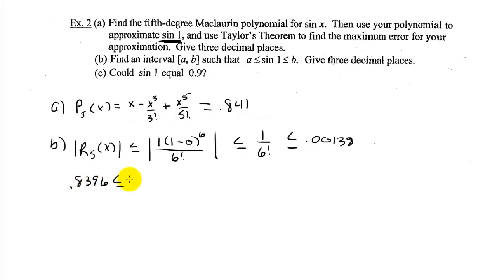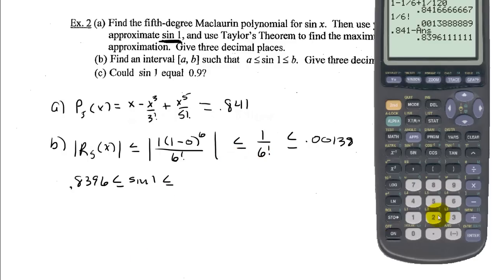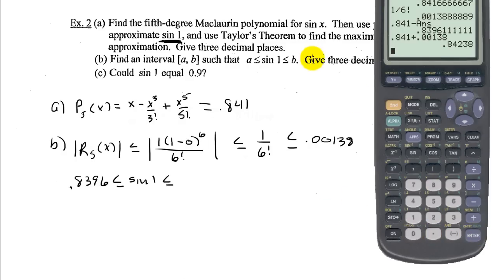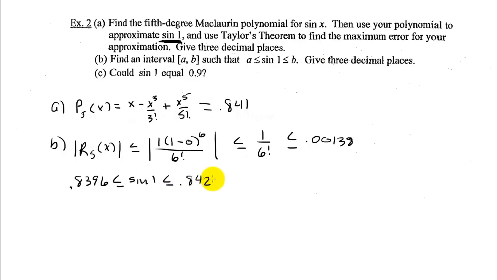So 0.8396 is less than or equal to the sine of 1 is less than or equal to, then we have 0.841 plus the error, 0.00138. So when we get this value, we have 0.84238. It says give to 3 decimal places, so that's easy enough with this. I'll erase this, and we'll erase that one right there. There's the 3 decimal places.